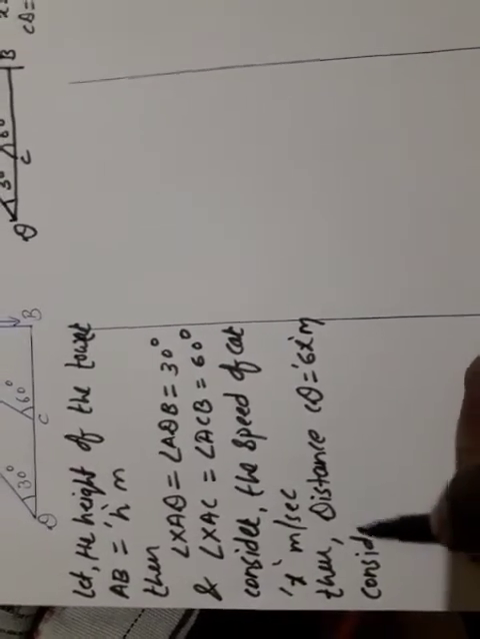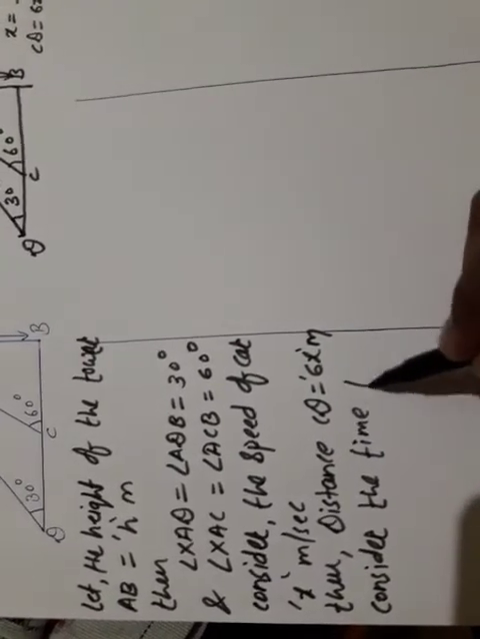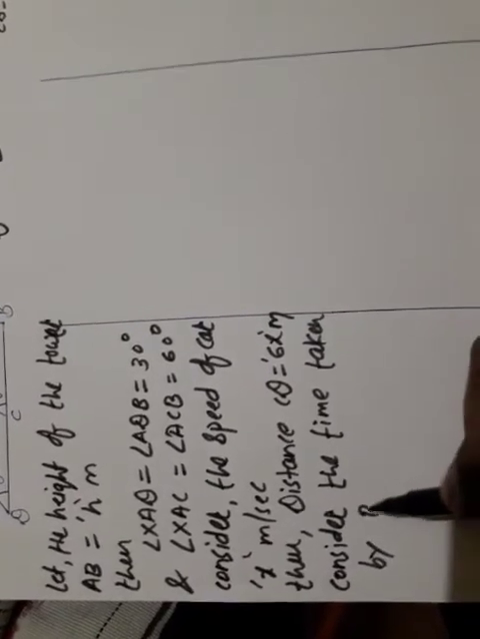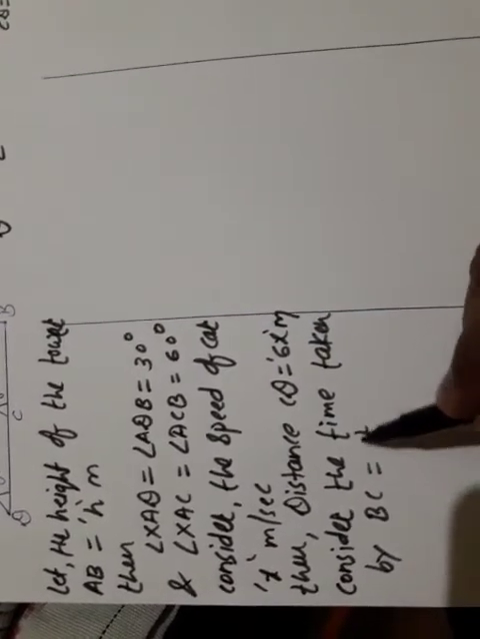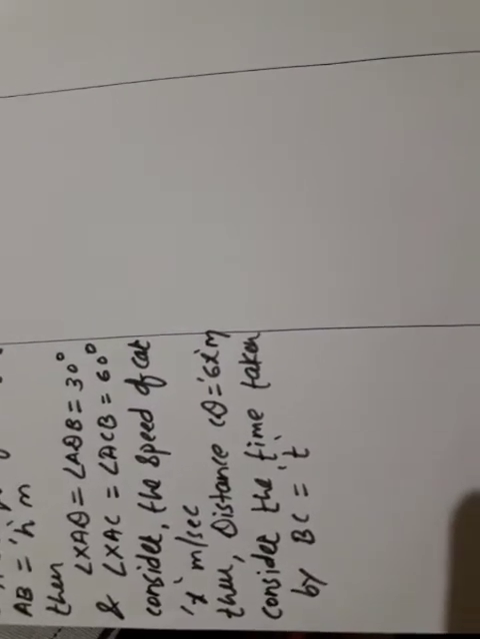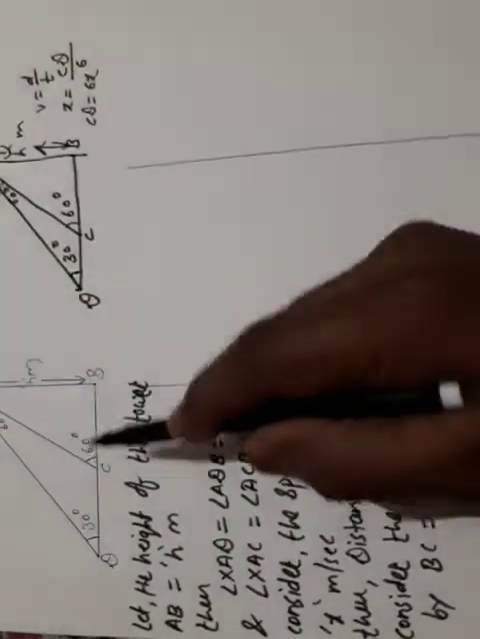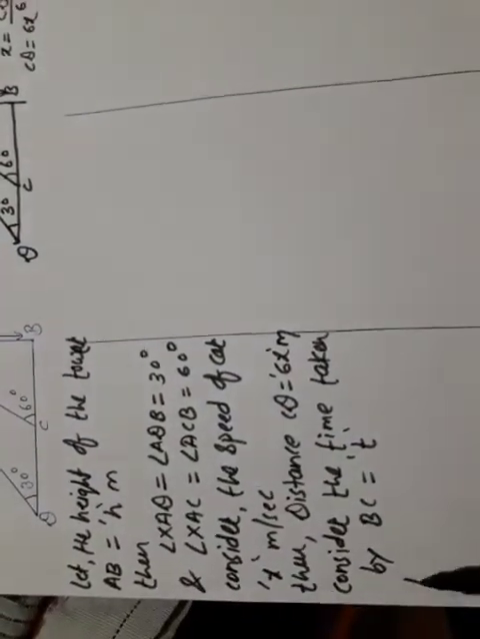What I said, consider the time taken by BC. Suppose the time taken is T. Then distance BC will be what? Then we can find out, जैसे हमने CD फाइंड आउट किया वैसे BC भी फाइंड आउट कर सकते हैं.